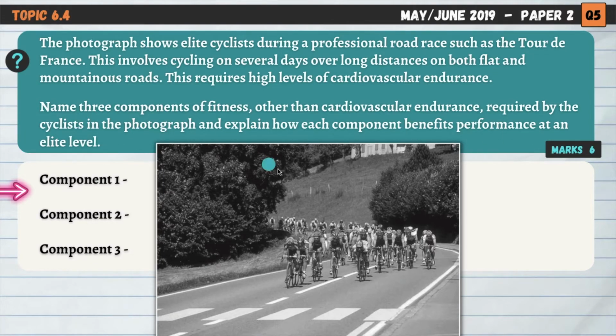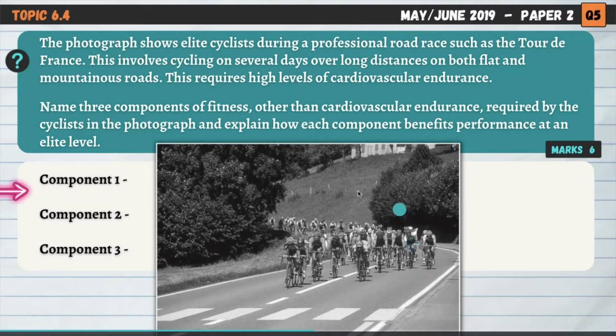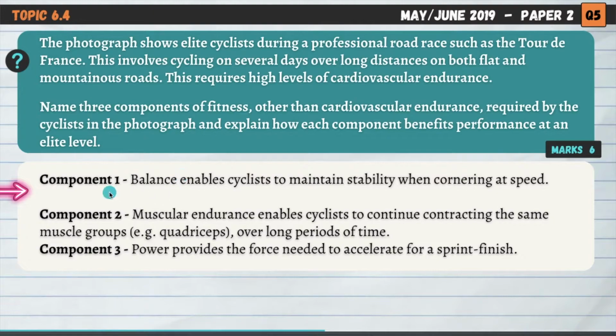So breaking this one down, what do we actually need to do? We need to name 3 components of fitness that long-distance cyclists require, and then explain how each of those components is important or benefits the performance of these cyclists. So let's have a look. First one I've gone for is balance. So this one's worth 6 marks. It's quite clear that we're going to get 3 marks for naming 3 relevant components of fitness, and then the other 3 for explaining how they benefit performance.